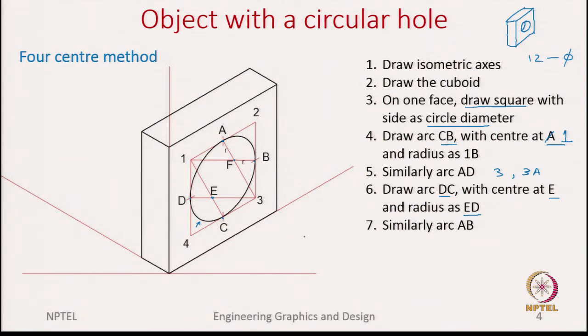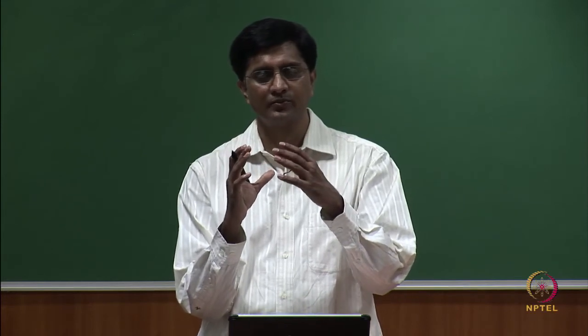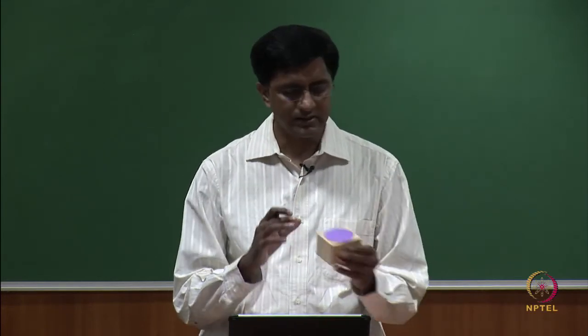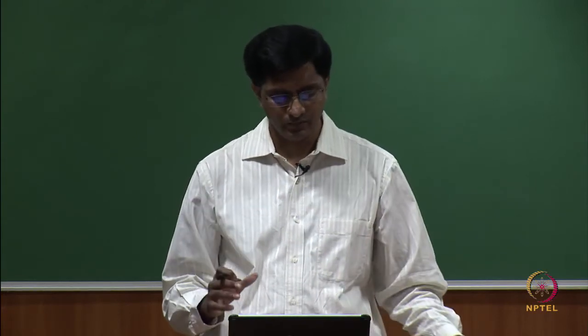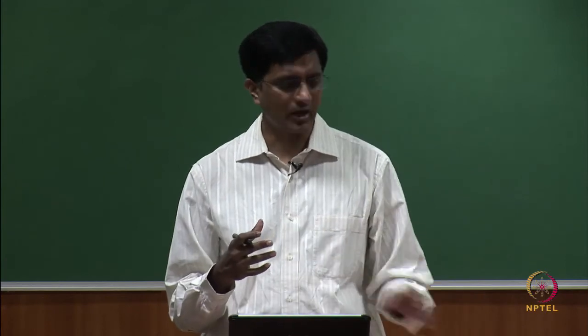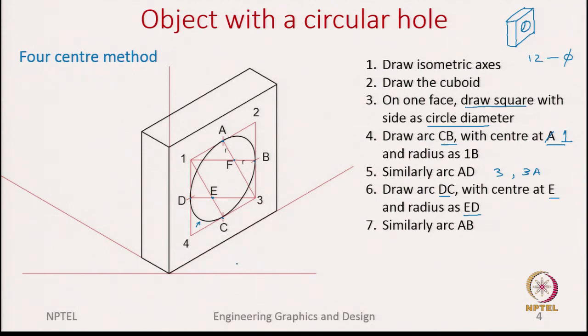So, once I draw these 4 arcs with 4 centers, that is why we call it the 4 center method, we are able to completely capture that ellipse. So, as we said, this circle is now captured as an ellipse in the isometric view. Of course, you can use the same method to capture the ellipse not just on, in this case, the front view. We can use the same method to capture it either in the side view or the top view.